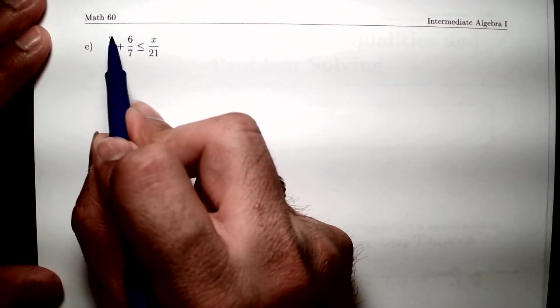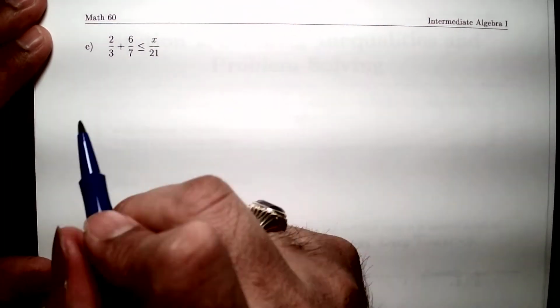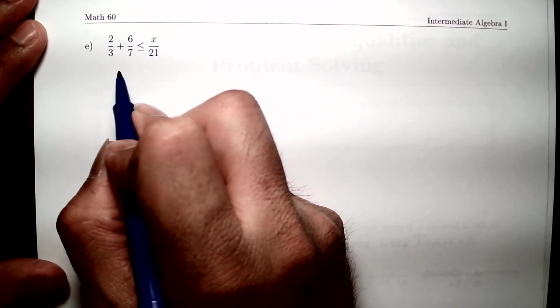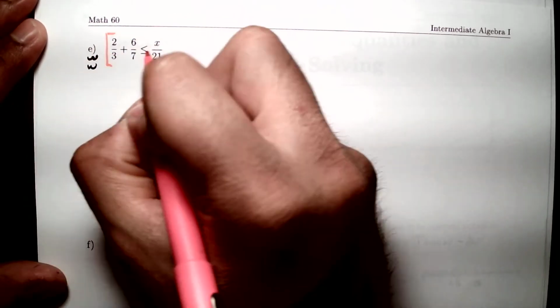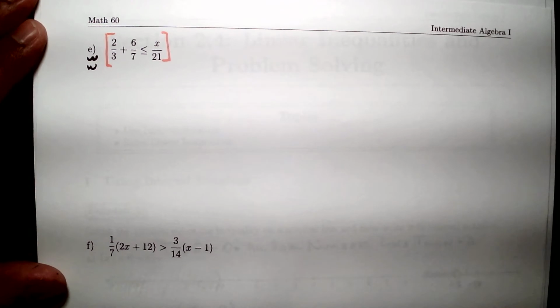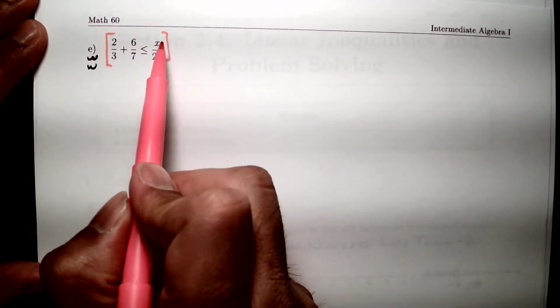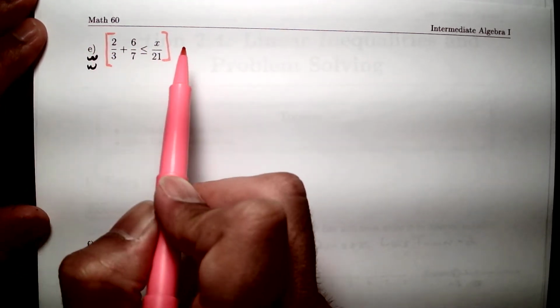All right, so 2/3 plus 6/7 less than x over 21. Well, what do you feel about fractions? You don't like fractions, right? So that's why we call you fractions, right? So no fractions. Well, let's clear up these fractions. Again, what was the process to get rid of the fractions? Here, multiply both sides of the inequality by the least common denominator.